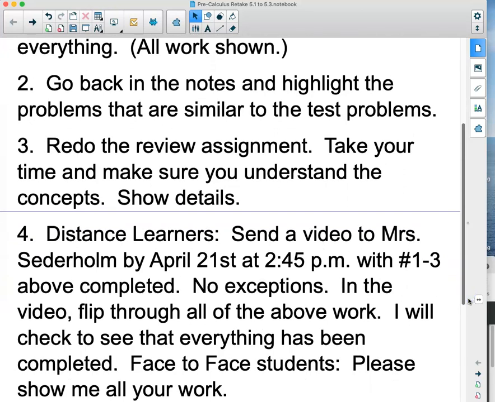Number three, you have to redo the review assignment again, and that was a packet. It can be found in the black folder on Schoology if you want to print that one out again. So redo the review assignment, take your time and make sure you understand the concepts, show the details. That was the biggest problem with this one, and we did have spring break in here before we tested, but it was pretty obvious that a lot of people didn't even take a look at their pre-calculus over spring break, and you just cannot do that with a college in the schools class. You have to keep up with what's going on.